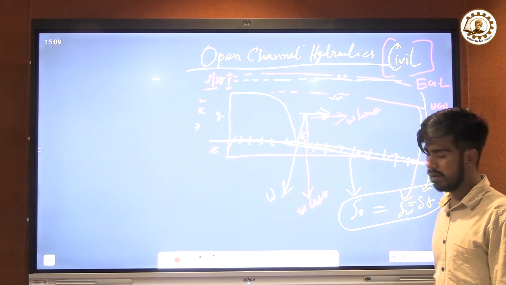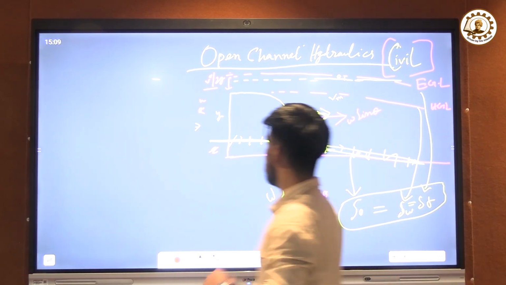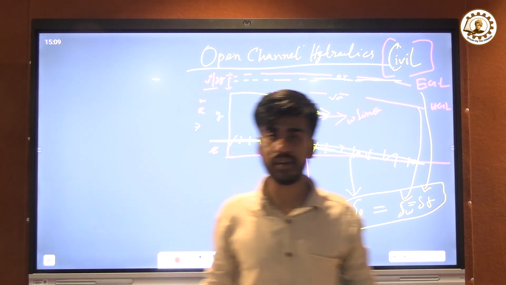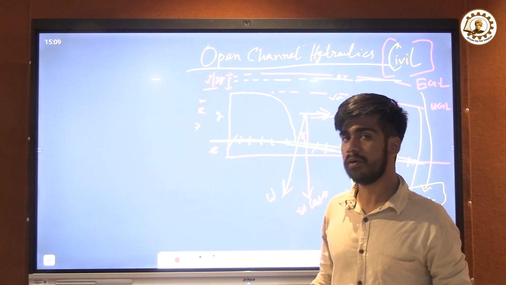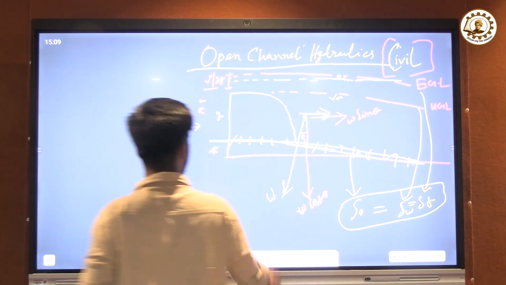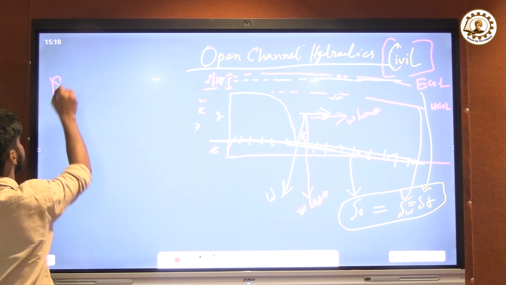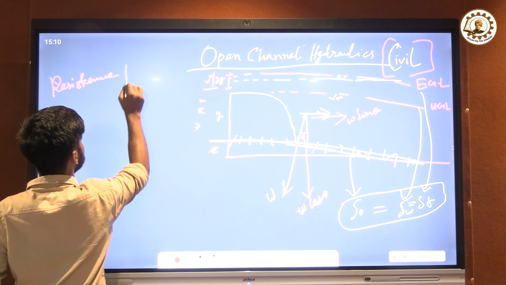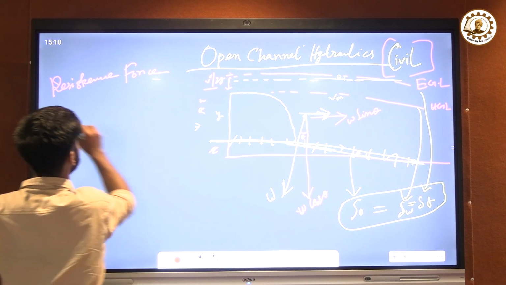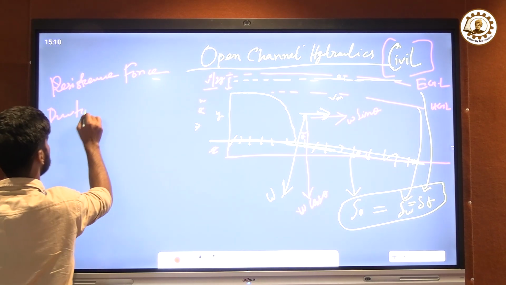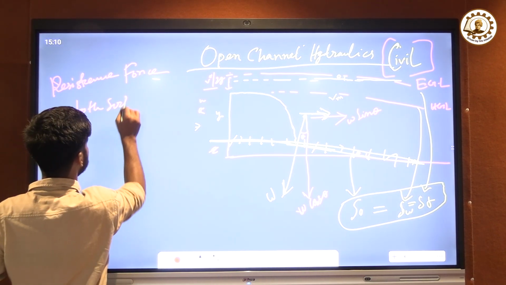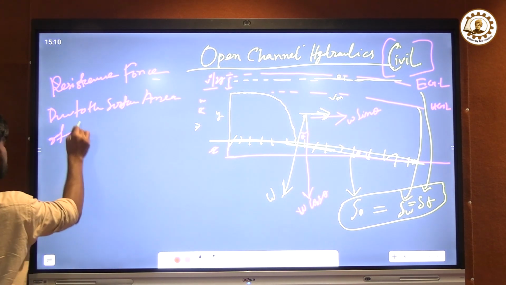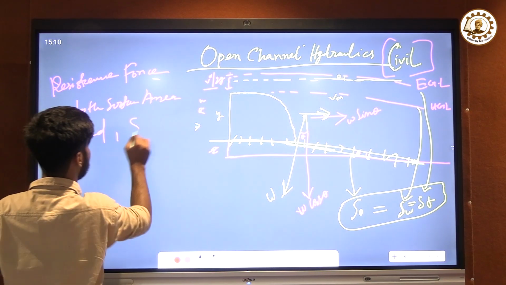Now, what is the physical significance of uniform flow? The physical significance of uniform flow is that it occurs at the point where the resistance force due to the surface area of bed and side balances the driving force.